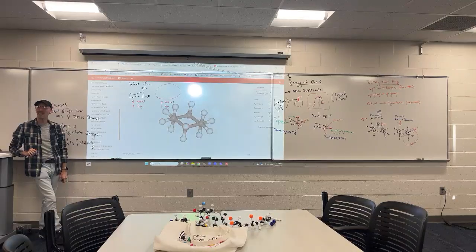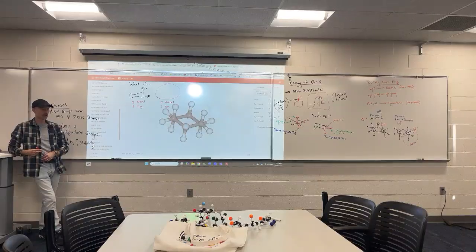Which of them is the higher energy conformation? Or are they equal? Well, these are different groups, terbutyl and hydroxyl.